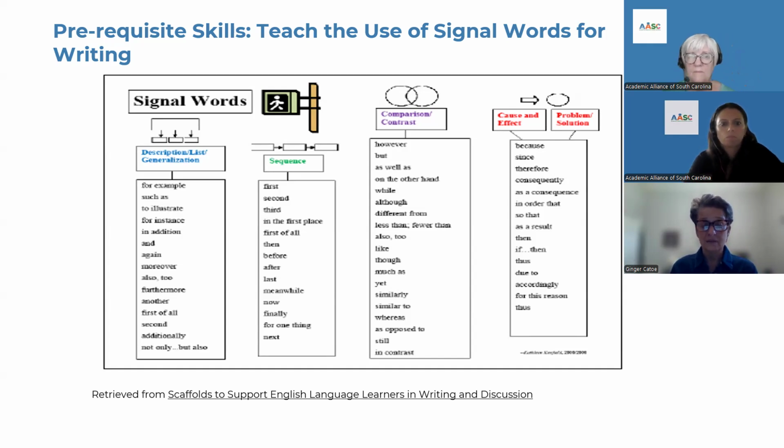One of the things that they talked about during their professional developments, as well as is alluded to in the standards, are the use of signal words for writing. That helps students know what's coming and helps a reader know what's coming too. So these signal words, this is an example that came and is cited here at the bottom too.